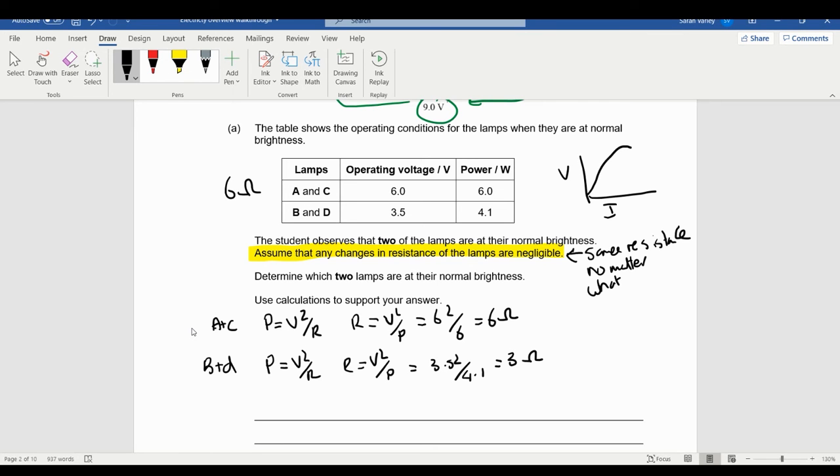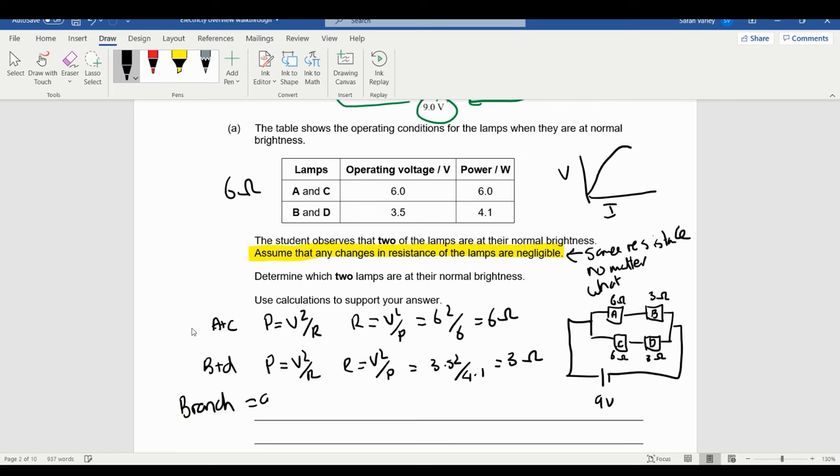And what I'm going to do now is redraw the circuit. I'm going to draw it down here. So I've got 9 volts, and I've got a resistor here, a resistor here, a resistor here, a resistor here. Comes down like that. This is A, this is C, this is B, and this is D. So I've got a 6 ohm resistor and a 3 ohm resistor here, and here I have a 6 ohm resistor and a 3 ohm resistor. So going along each branch, I have 9 ohms. And I know that each branch will also get 9 volts.